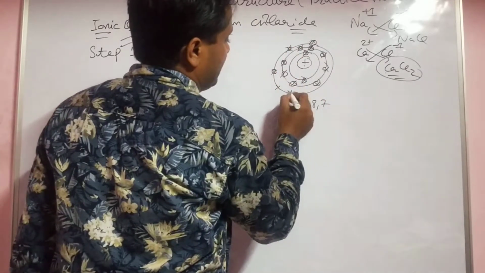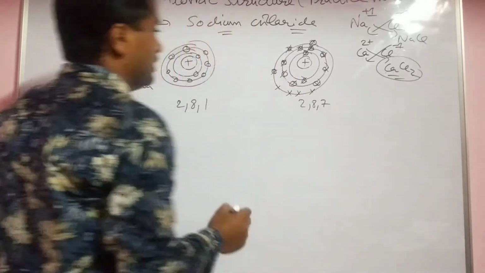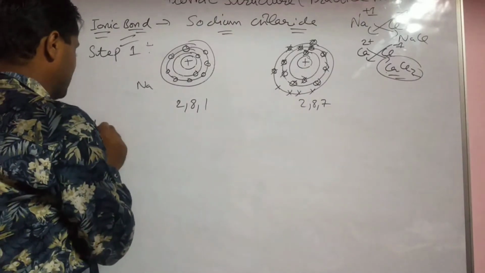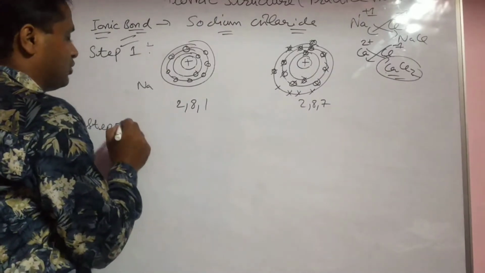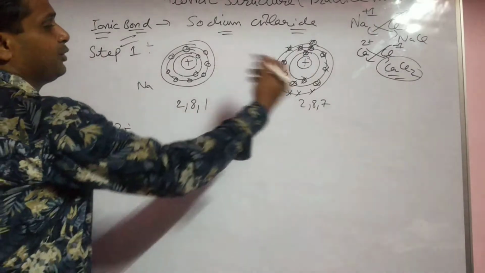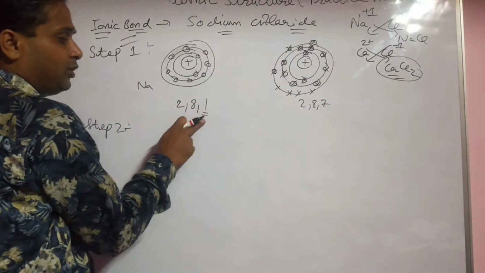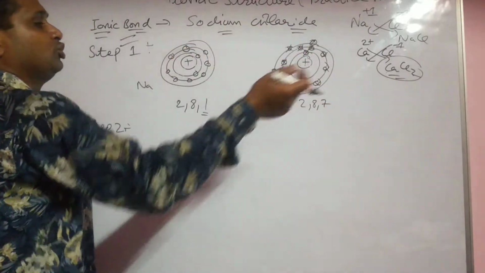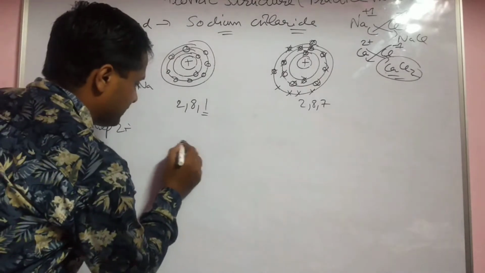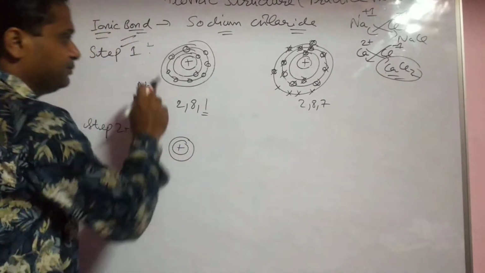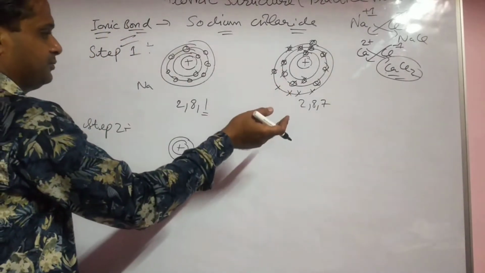3, 4, 5, 6, 7. Yes. In the second step, you show the transfer of the electron. 1 electron from sodium, because it is not able to take 7 electrons. It wants to lose 1 electron. In the next step, I am drawing the next step here also.